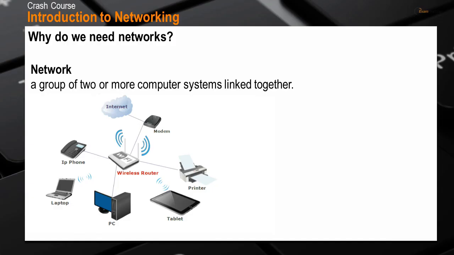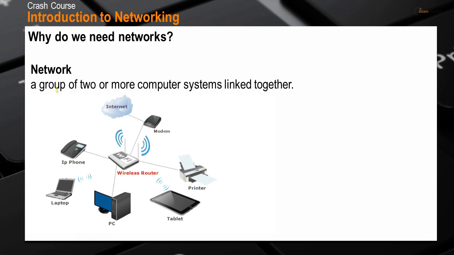It is pretty easy to come up with a definition. Network means that you have at least two computer systems, that they are connected, linked together, they can work together, they can see each other, they can talk to each other.